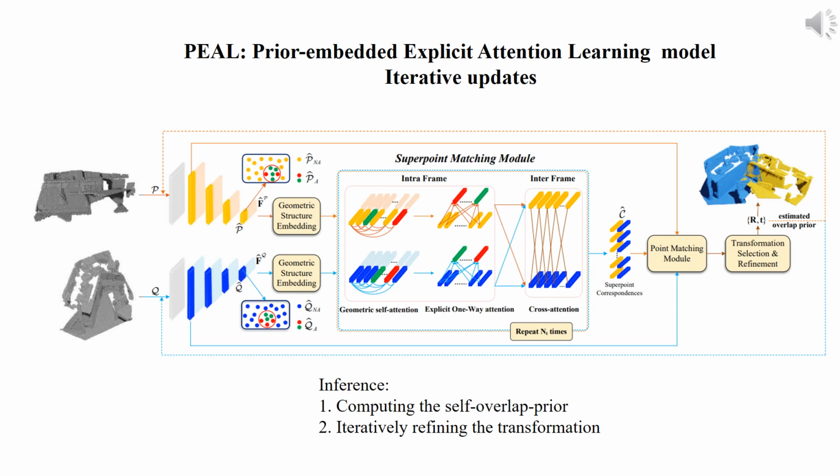Lastly, during the inference period, we propose an iterative update module, which computes the self-overlap prior based on the currently estimated transformation and then iteratively transfers the prior into the network.